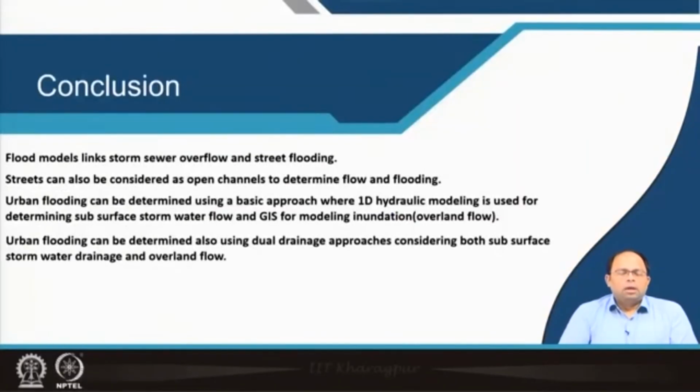So, to conclude, flood models link storm sewer overflow and street flooding. Streets can also be considered as open channels to determine flow and flooding. Urban flooding can be determined using a basic approach where 1D hydraulic modeling is used for determining subsurface stormwater flow and GIS for modeling inundation, that is overland flow. And urban flooding can also be determined using dual drainage approaches considering both subsurface stormwater drainage and overland flow.